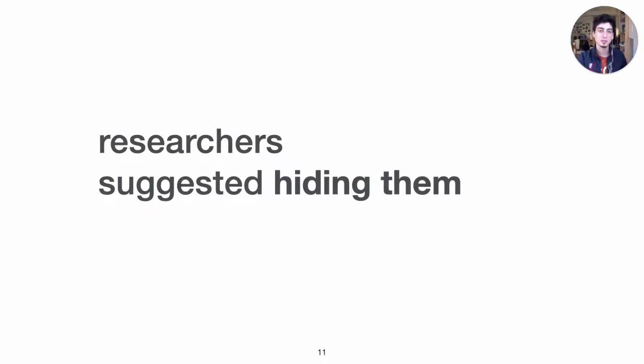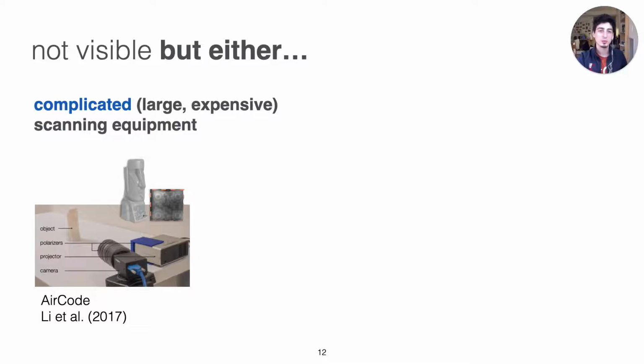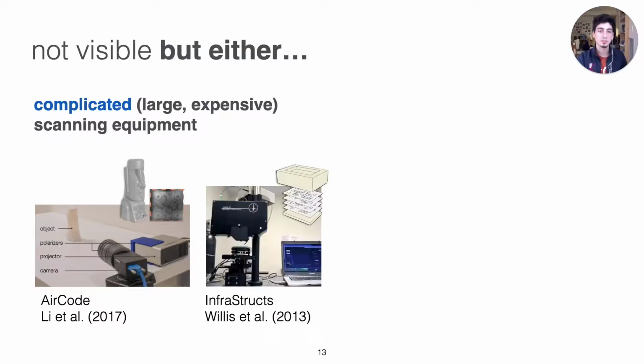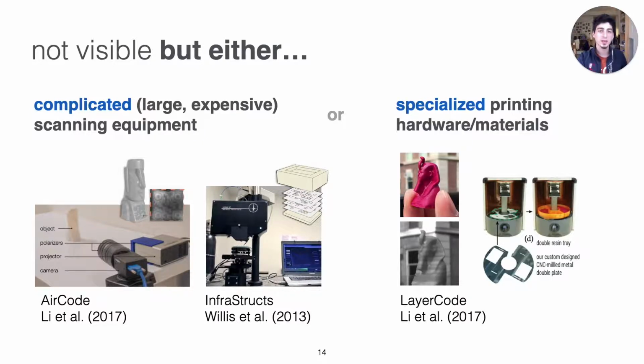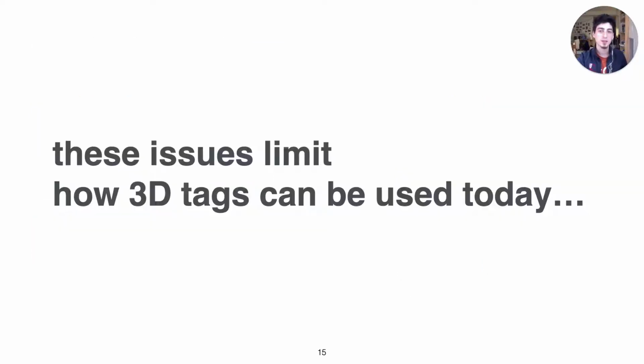For this reason, researchers have come up with ways to hide them. These methods either require the use of larger expensive scanning equipment or specialized printing materials. For example, AirCode uses a camera and projector setup to detect gaps beneath the object surface. Infrastructs uses a terahertz scanner to detect even deeper holes. LearCode uses near-infrared dyes and a modified SLA printer to have hidden barcodes. These issues limit how 3D tags can be used today, as we either have to live with visible tags or have complicated equipment to scan subtler tags.